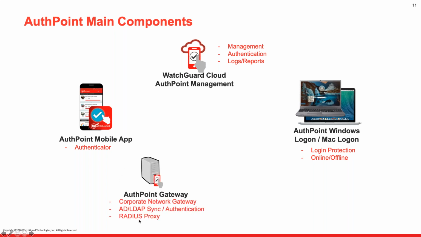And then ultimately, we have the AuthPoint gateway. Now, this is going to be the corporate network gateway, and it's ultimately going to sync Active Directory and LDAP as well as authentication. So no passwords are being stored in the cloud. And this also supplies a RADIUS proxy. Now, if you're running a WatchGuard firewall 12.7.1 or later, we have direct integration right from the firewall itself, so you don't need this RADIUS proxy.